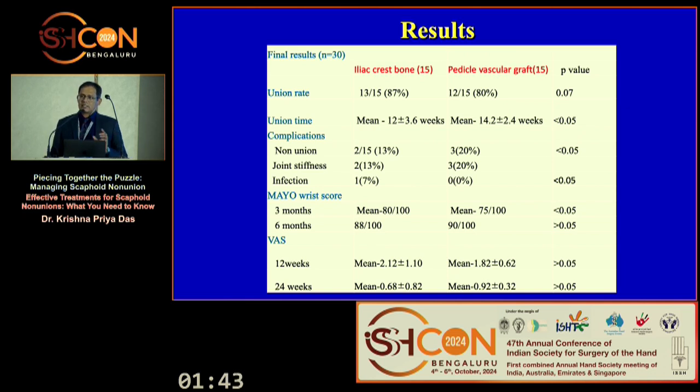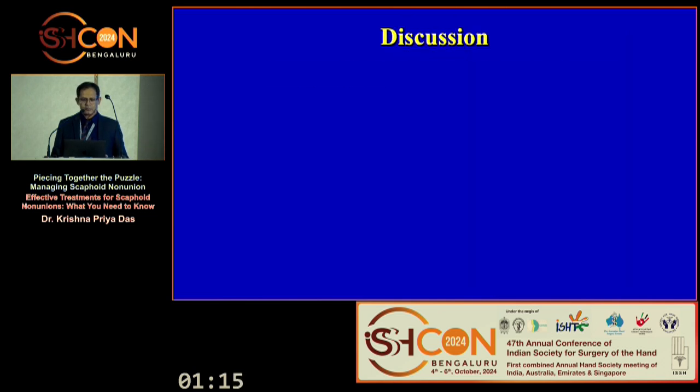What is the result between the iliac crest bone graft and pedicle vascular bone graft? Most of the union rate, in case of iliac crest bone grafts, I get a little bit more, so 87%. Union rate is also faster, 12 weeks. In pedicle vascular graft, it is 14 weeks. Complication is also almost similar. Mass score as well as the range of motion and grip strength is also similar.